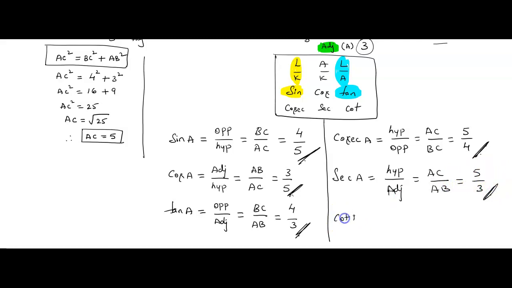And then coming back to cot A. What is cot A, children? Cot means A by L, that is adjacent by opposite. Adjacent is AB. Opposite side is BC. That's nothing but 3 by 4. I hope you have understood this class.